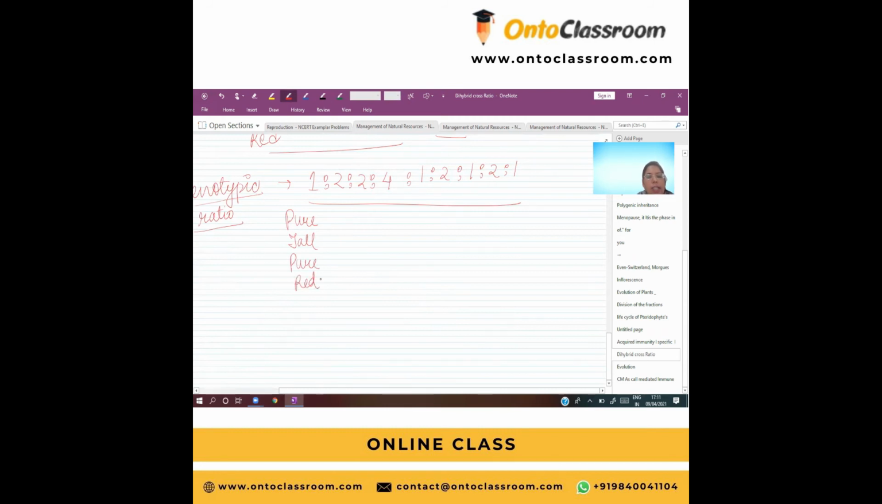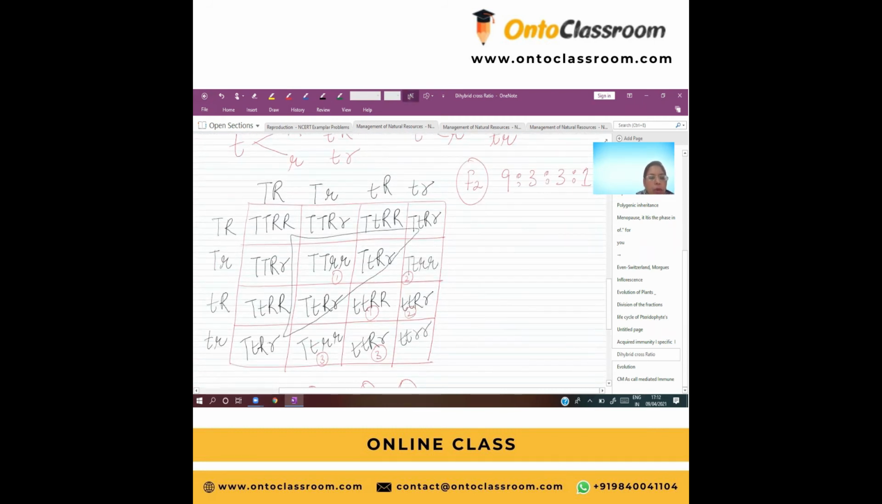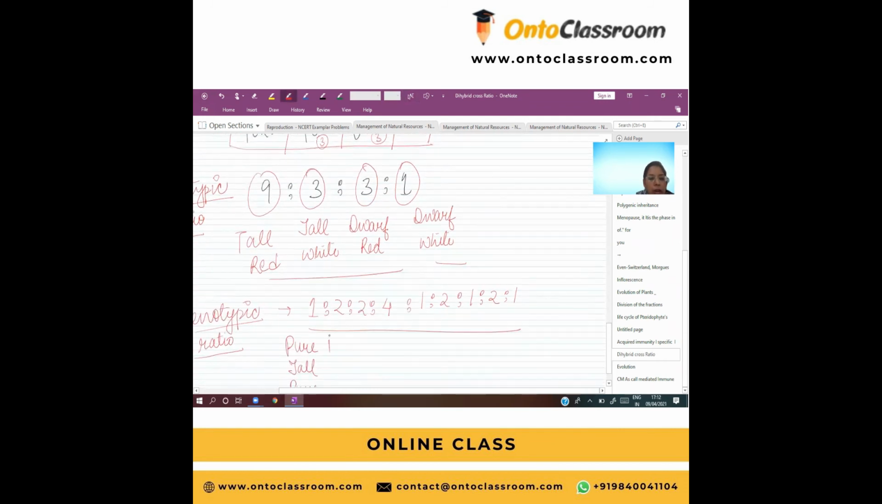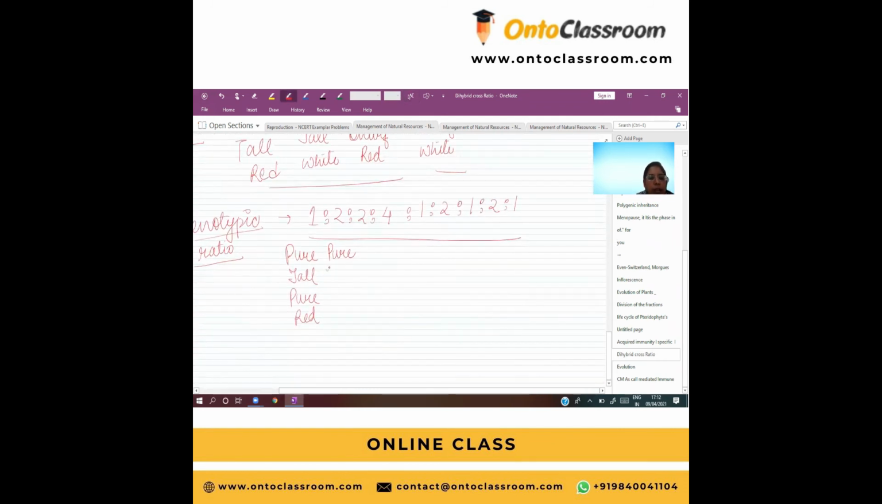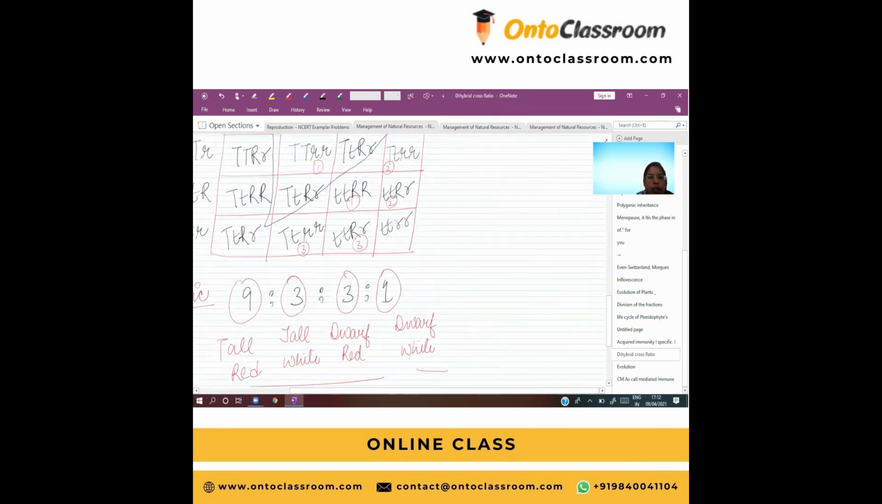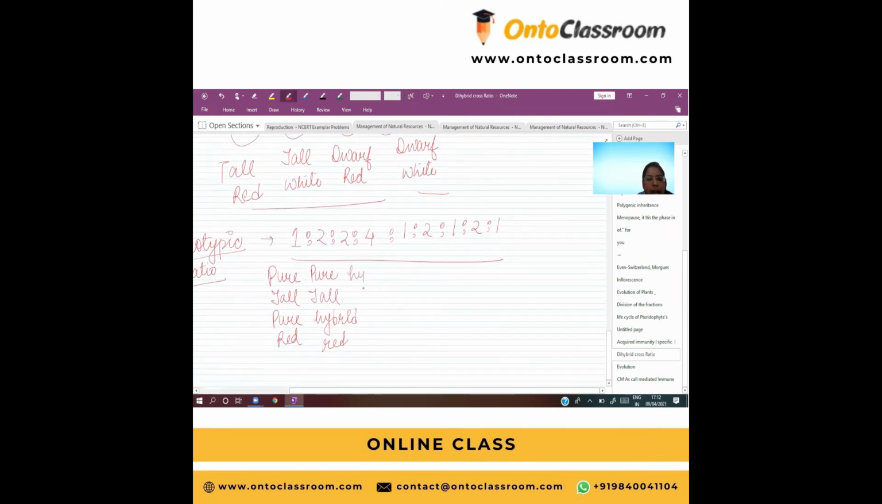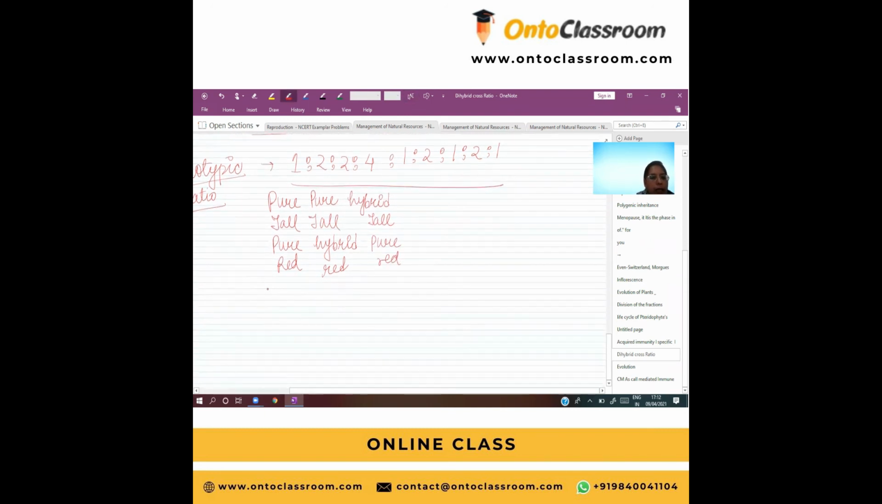If we analyze, that is the first square. Now 2, as you can see, is the pure tall and hybrid red. Pure tall means capital T, capital T. Hybrid red means capital R and small r. Then again 2, if we see, it is the hybrid tall, that is capital T and small t, and pure red. Even we can write the genotype: 1, we are getting this. Second, we are getting capital T, capital T, capital R, small r. Now hybrid tall, capital T, small t, pure red, capital R, capital R.